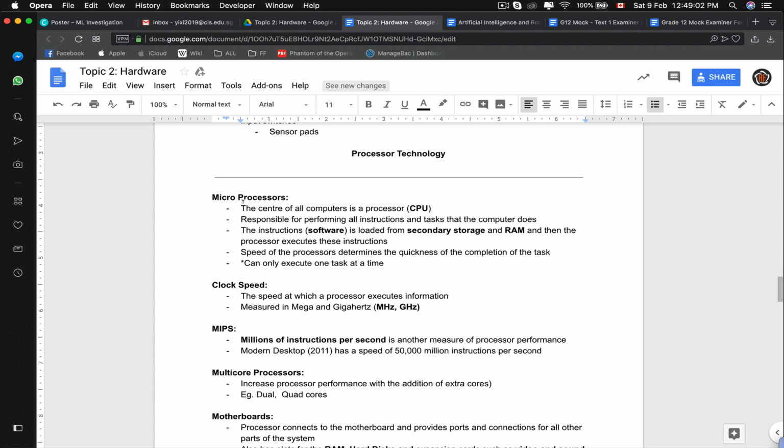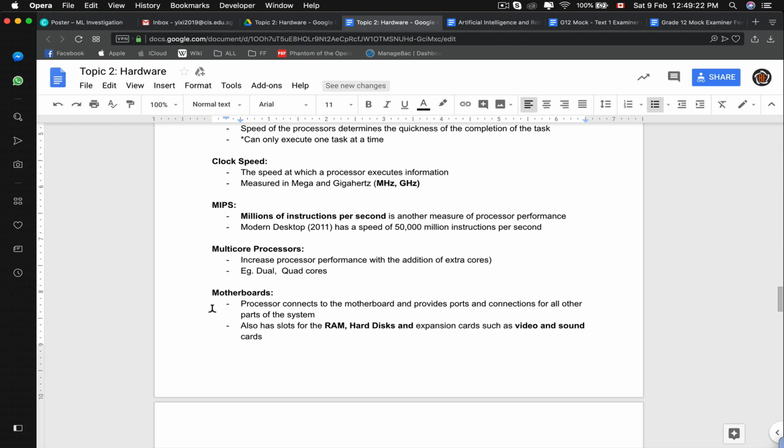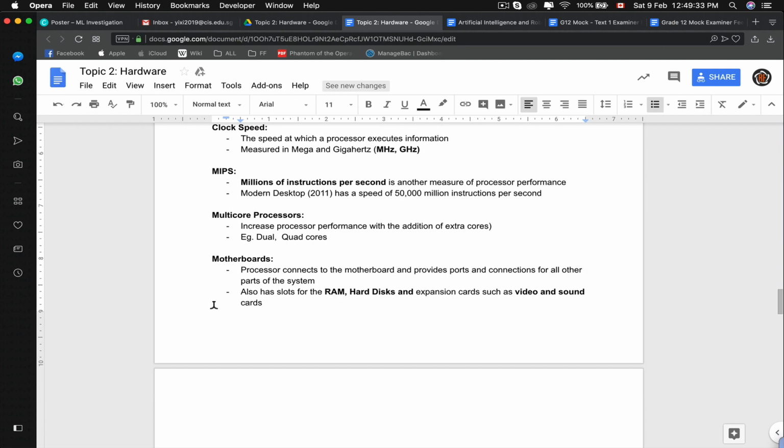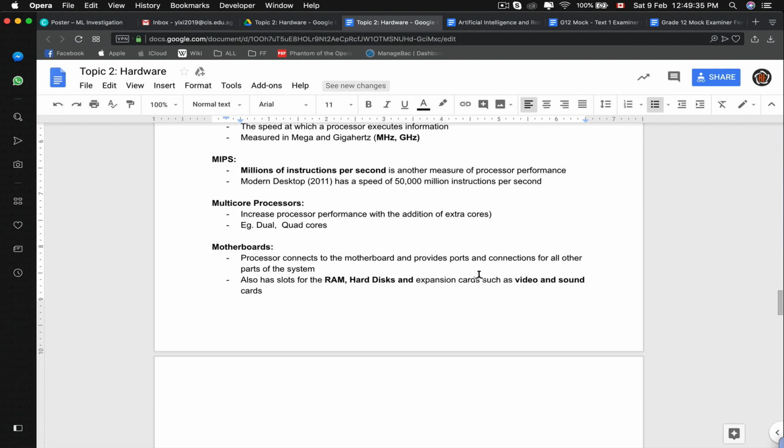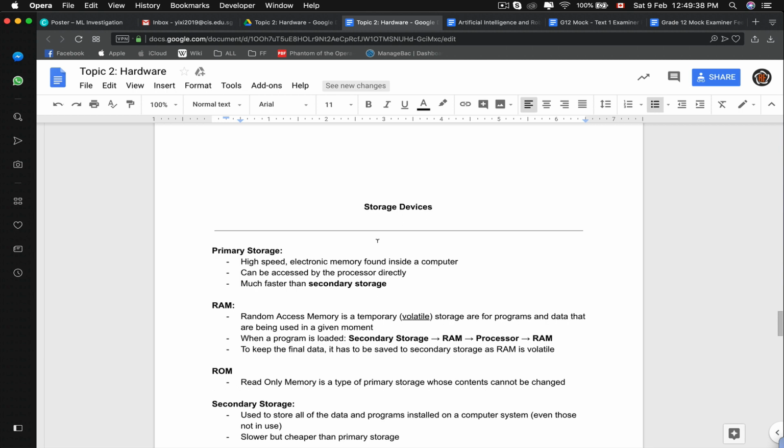So note that the speed of the processor does determine the completion of the task, the quickness of it, but it is also important to know that the race to higher clock speed has ended. Now we have multi-core processing instead of single core. So motherboards, come on. You probably looked at at least one Linus Tech Tips video, and you know what motherboards are. They are basically a thing that connects everything together, hence the name motherboard. They connect RAM, hard disk, expansion cards, video and sound cards, etc.